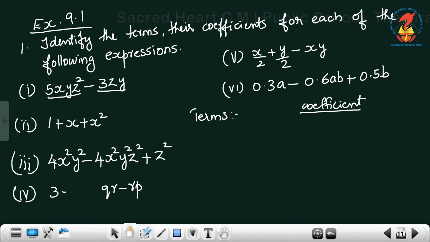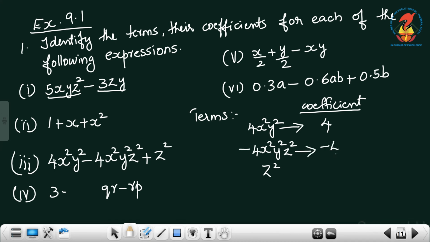How many terms are there? First term 4x square y square. Second term negative 4x square y square z square. Third term is z square. What is the coefficient of 4x square y square? 4. What is the coefficient of negative 4x square y square z square? Negative 4. What is the coefficient of z square? 1.